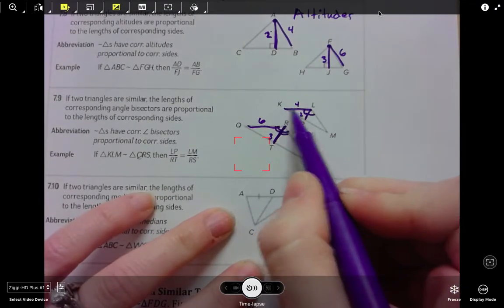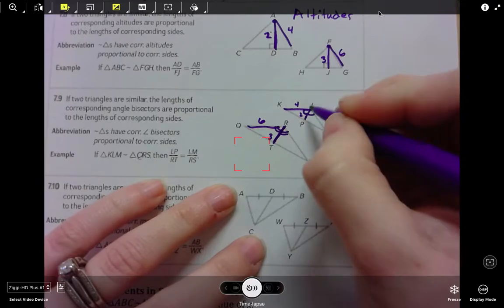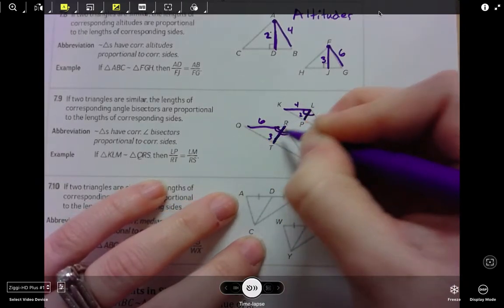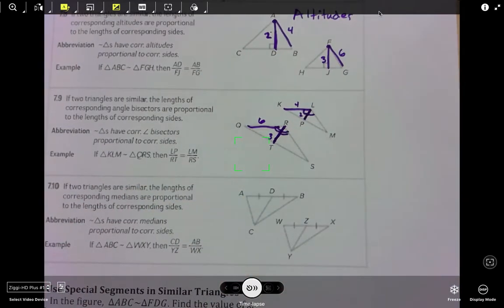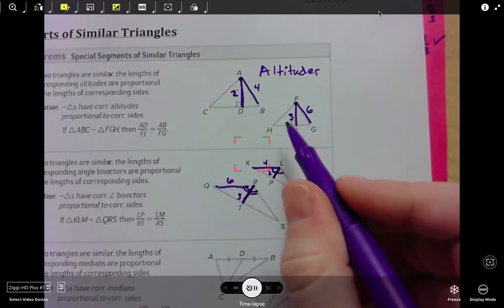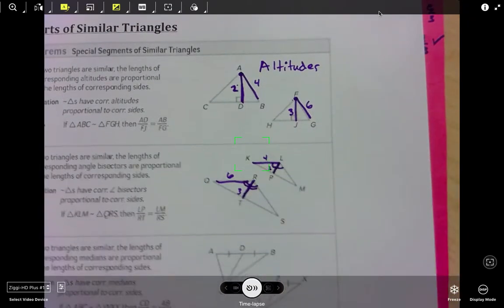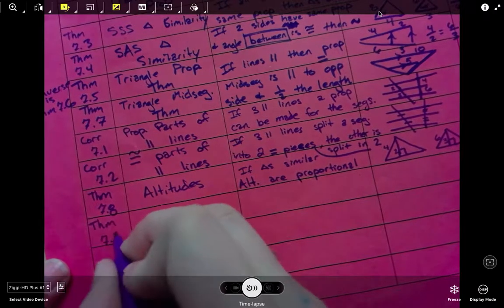Now it doesn't necessarily have to be this side, it could be this bottom side, it could be this left side, we don't care, just as long as we're doing the angle bisector over the other angle bisector and one of the sides over one of the sides. So it doesn't matter which side, just like up here with the altitudes, it doesn't matter which side you're comparing the altitude to. It's just one of them. So this one is for theorem 7-9.